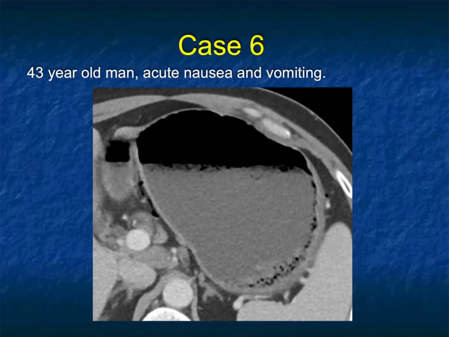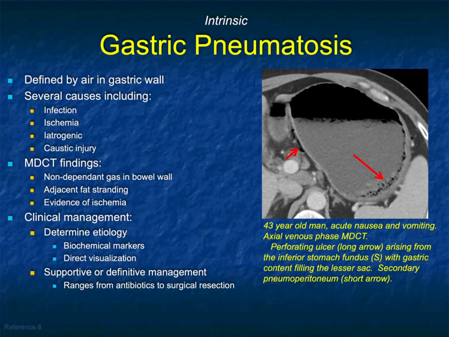Now, we always think about air in the small bowel wall, air in the colon wall. We don't think about esophagus and surely stomach all that often, but this is a nice case of gastric pneumatosis. Now, you can see gastric pneumatosis for a number of reasons. It can be infection, it can be ischemia, it can be iatrogenic, post-NG tube placement perhaps, post-biopsy perhaps. It could be due to caustic injury, someone taking some toxic material like Lysol, for example.